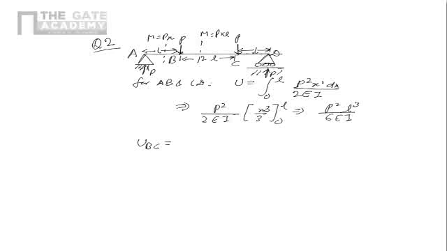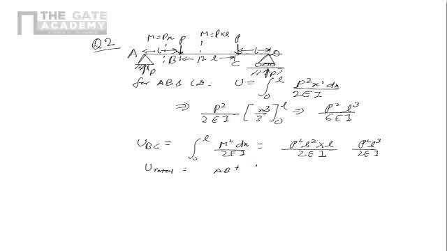That's pure bending. So this is direct integration of M square dx upon twice EI. M is a constant, which is equal to PL. So I do this integration, which makes the value P square L square into L upon twice EI. So this is nothing but P square L cube upon 2 EI. So the total strain energy U total is equal to UAB plus UBC plus UCD. This is P square L cube upon 6 EI plus P square L cube upon 2 EI plus UCD, which is equal to UAB. So I multiply this by 2.